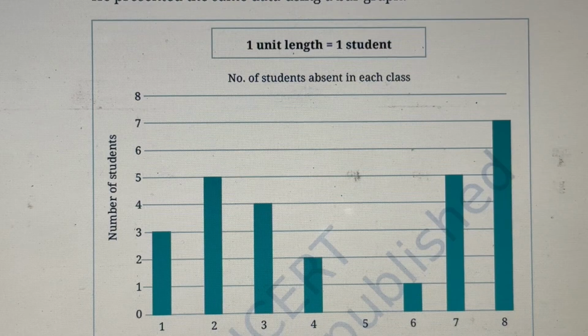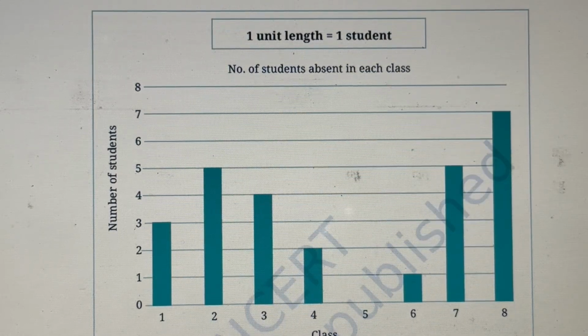So let us see here what is important in a bar graph. Just pay attention to some of the facts. Right? You can see here the scale is given. Means 1 unit length. Means what is 1 unit? Here is 1. This width from 0 to 1 is 1 unit length. Okay. That represents 1 student, the number of students in each class.